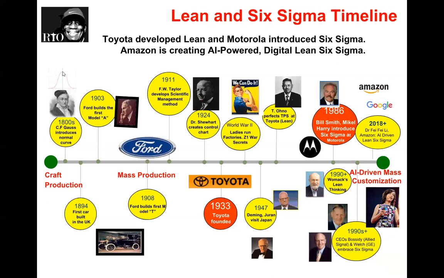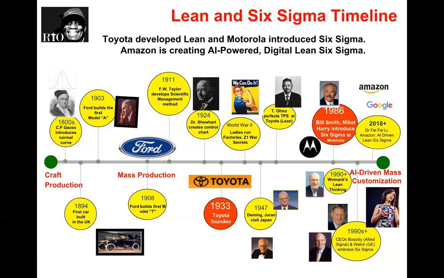The guy who created that was a guy named C.F. Gauss back in the 1800s. This is really important because this normal curve is later going to be used by Lean and Six Sigma as a way of managing and predicting the behavior of an organization. And once you can predict the behavior, then you can improve it. That's what has made Lean Six Sigma such a powerful tool.